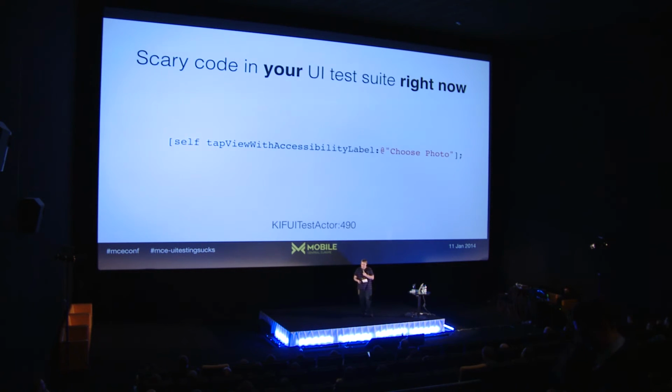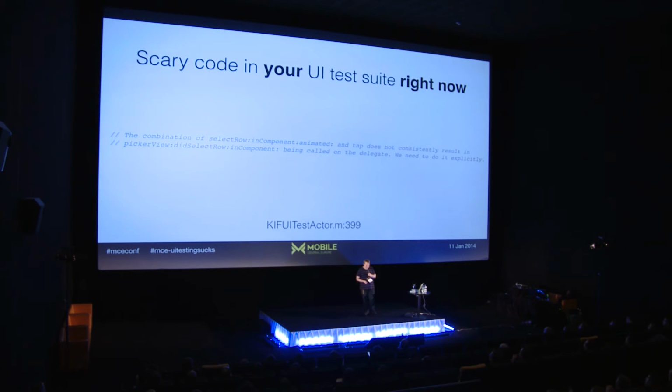So here's another good example. This is code in Kif. They're looking for a view with accessibility label choose photo. I hope you speak English. I hope your tests run on an English language iOS device.